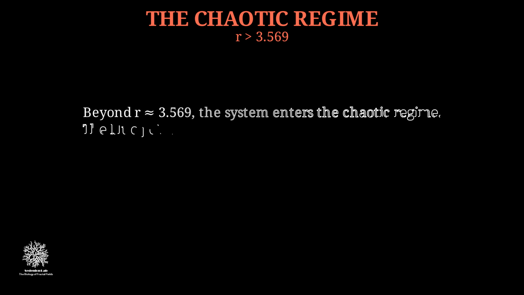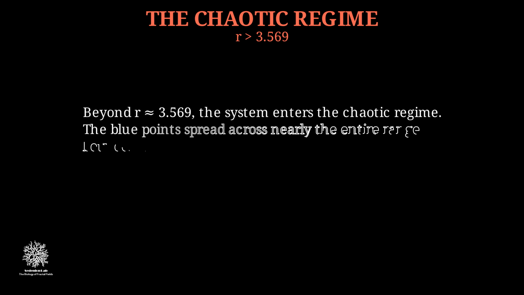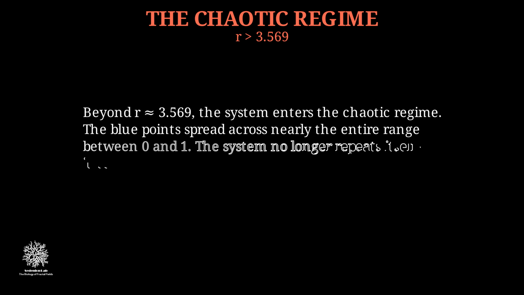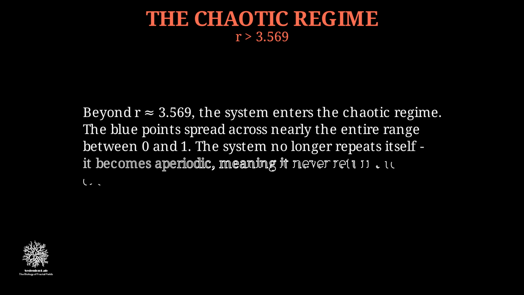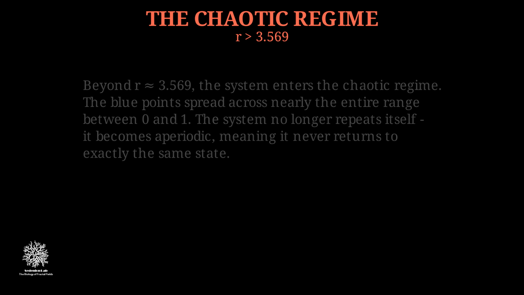The chaotic regime, r greater than 3.569. Beyond r ≈ 3.569, the system enters the chaotic regime. The blue points spread across nearly the entire range between 0 and 1. The system no longer repeats itself, it becomes aperiodic, meaning it never returns to exactly the same state.